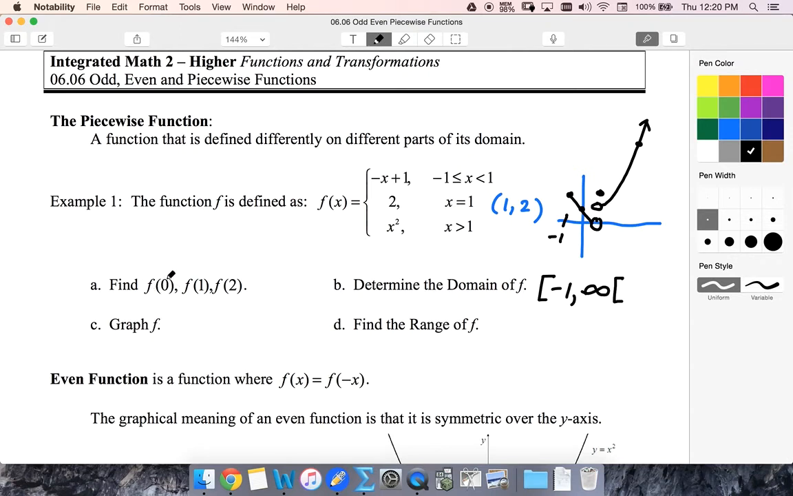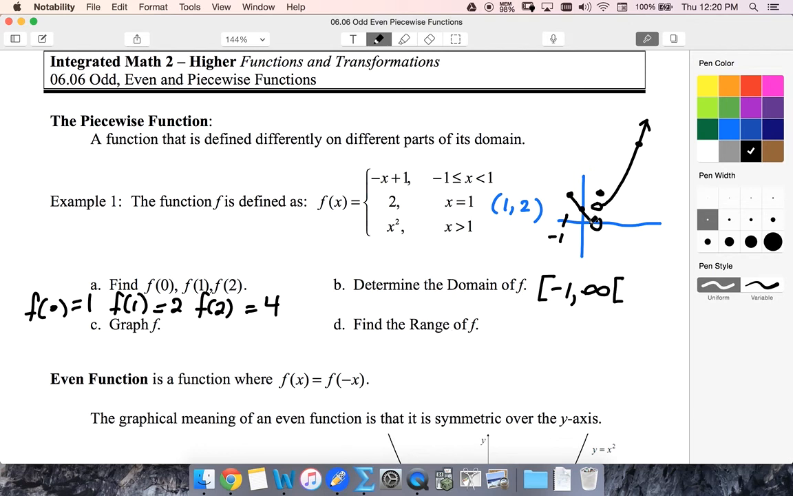So I could have figured out where in these domains each of these were and just plugged it into the appropriate section. So 0 is between -1 and 1. Plug it in, I get that f of 0 is equal to 1. I can also see that on my graph, f of 0 is equal to 1. F of 1, the appropriate section here is this one. F of 1 is 2. F of 2, the appropriate section is here. 2 squared is 4. I made my graph.